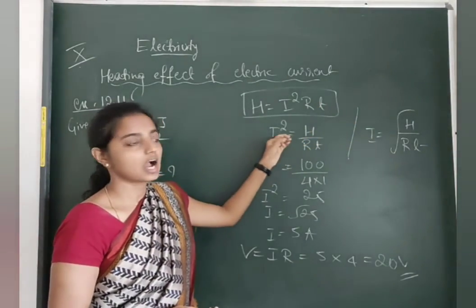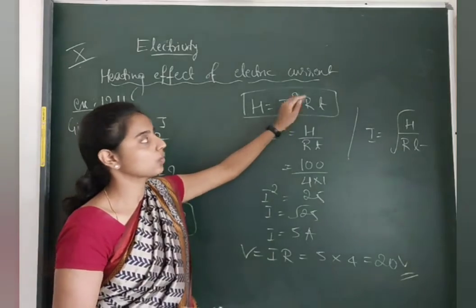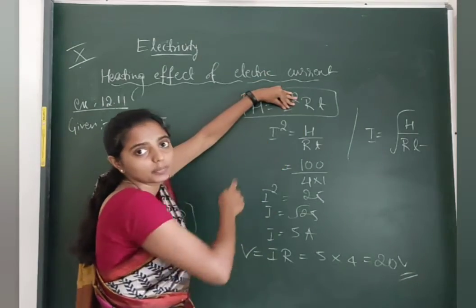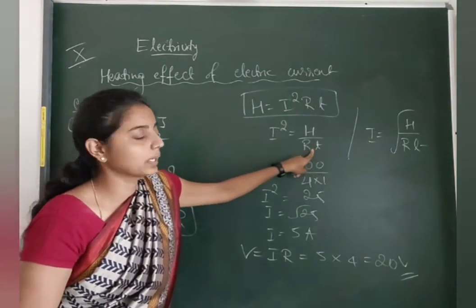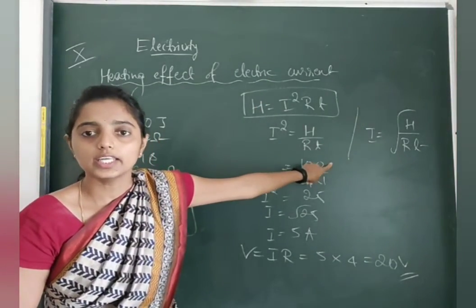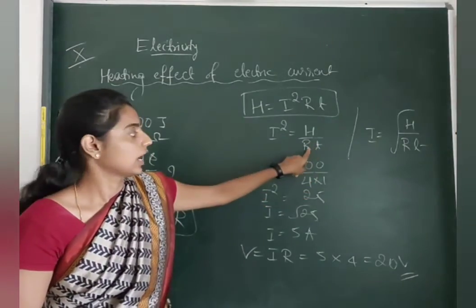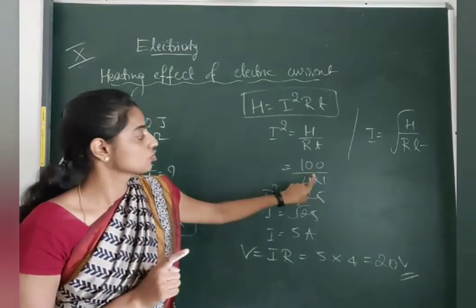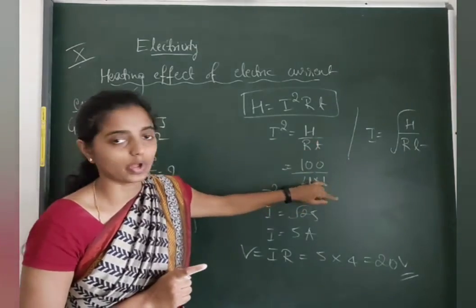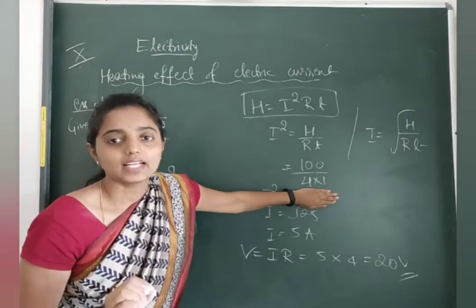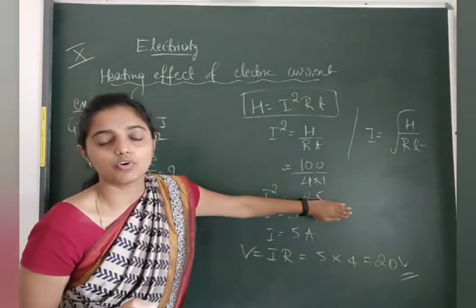So let me take I square outside. If I take I square outside, what happens? It will remain as it is, and this part comes to the denominator, that is H divided by R into T. Correct? You know the value of H. What is that? Substitute here. 100 joules. And you know the value of R, which is given, that is 4 ohm, and time is 1. So till here you substituted everything. Now make your calculation. That is 100 divided by 4. How much will we get?